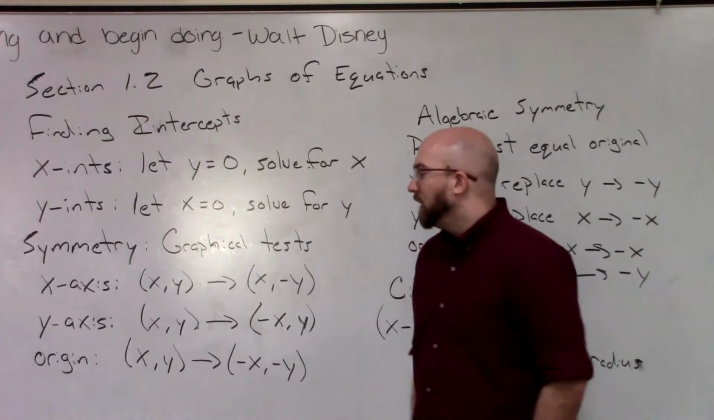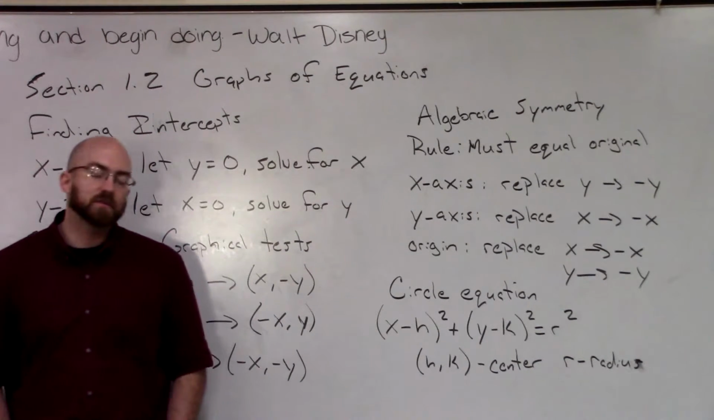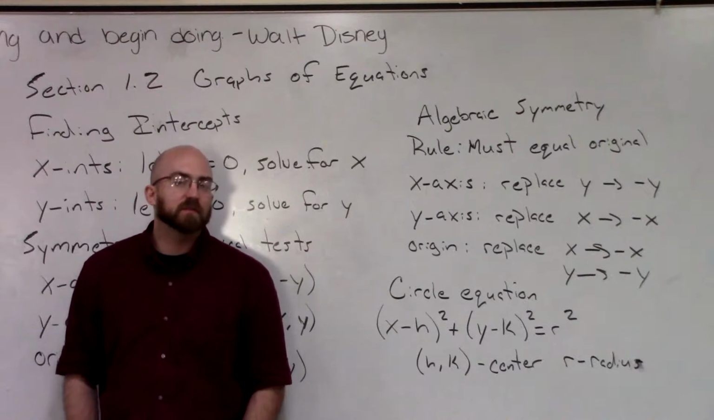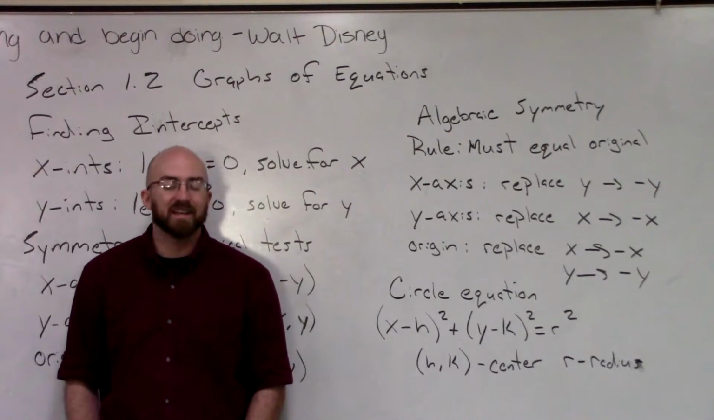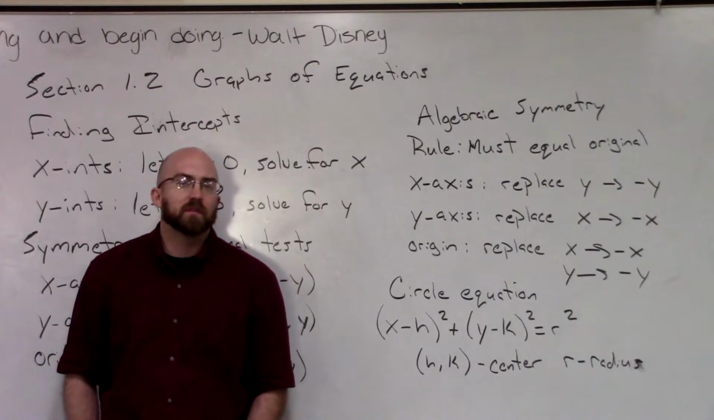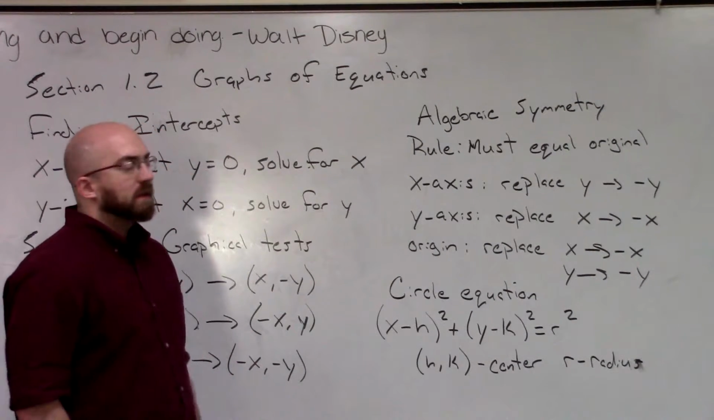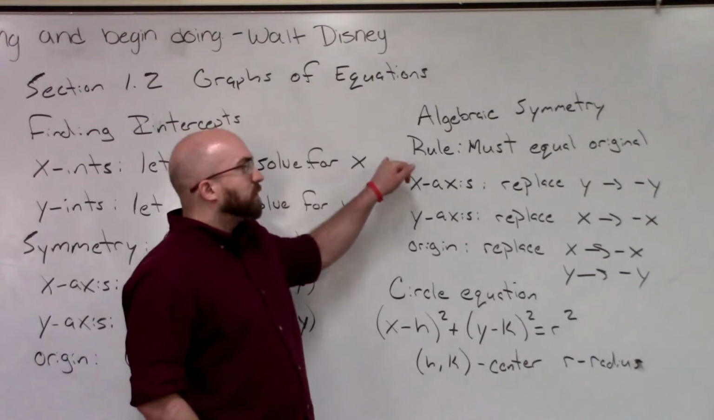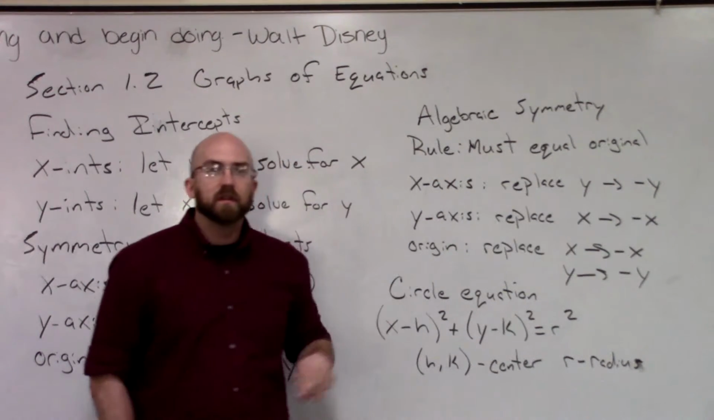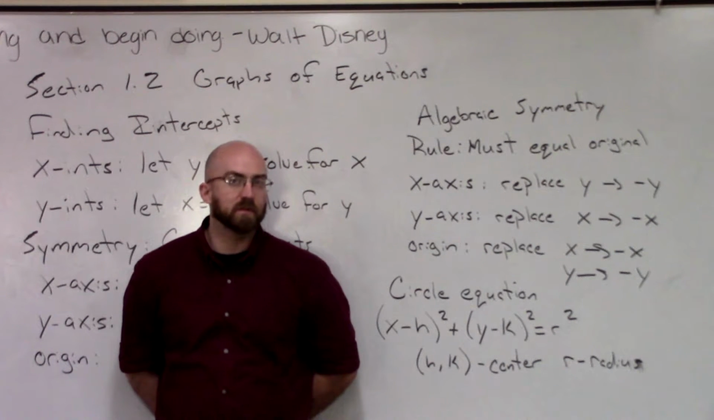Okay? The second way to find symmetry, and this is the one where students struggle the most because I think it requires more mathematical skill, or understanding, and instead of just graphing it and looking at a visual, this one they have to think conceptually. The rule with algebraic symmetry is after we replace something, we need to do some math and see if it equals the original. For it to be symmetrical across something, it has to equal the original equation.